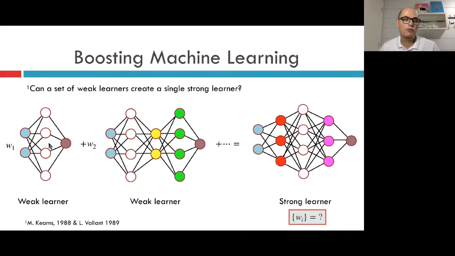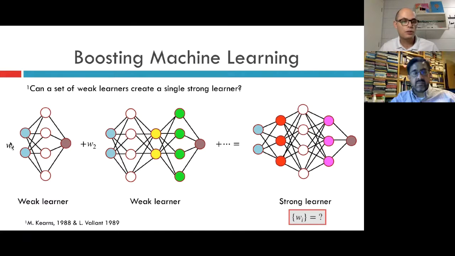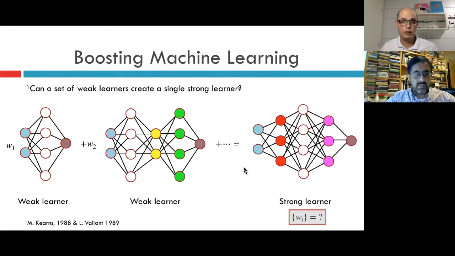If you have neural networks that we are calling weak learners, that have small numbers of neurons or layers, but if you perform a weighted sum of them, it's possible to find a stronger learner, I mean a stronger neural network, to solve our problem. That's the basic idea. So our task here is to find these weights W1, W2, and so on. That's our task here.